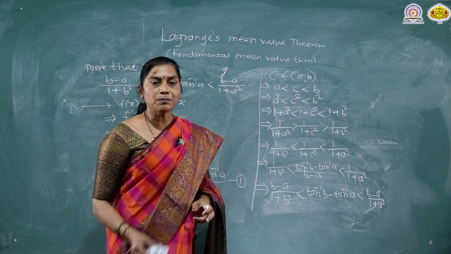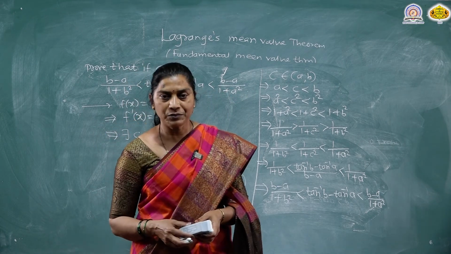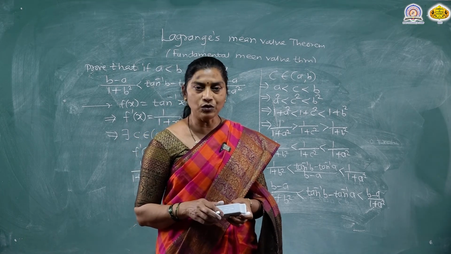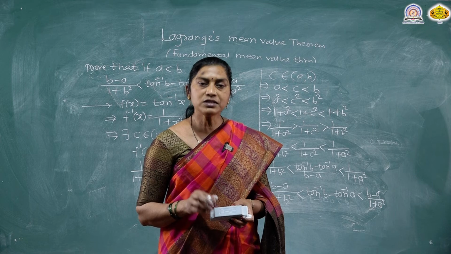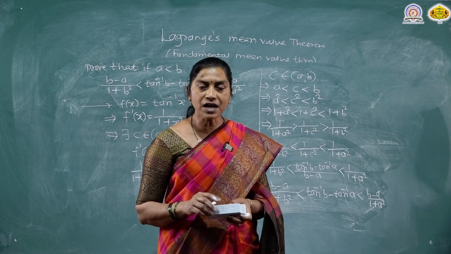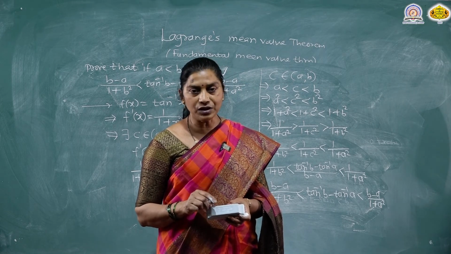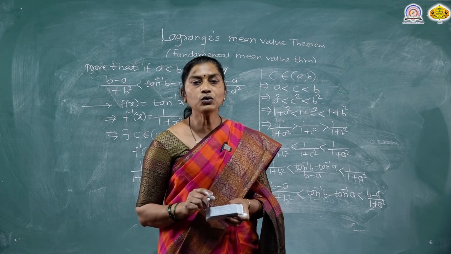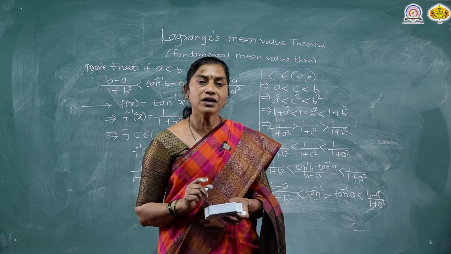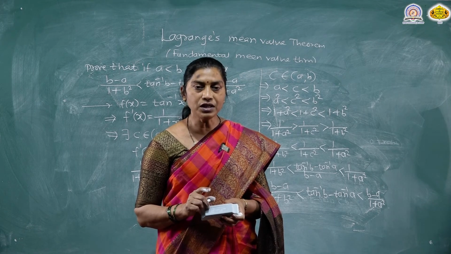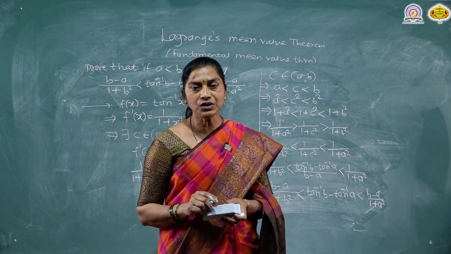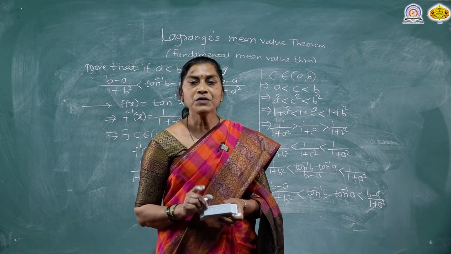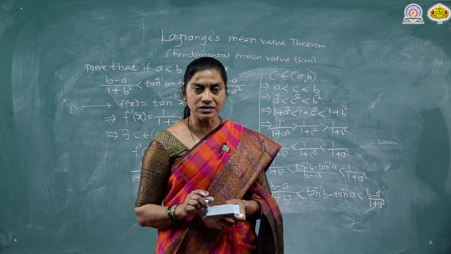So these are some examples on Lagrange's mean value theorem. Today we have seen what is the fundamental or Lagrange's mean value theorem. It may be known simply as the mean value theorem. It states that if the function f is continuous on the closed interval [a, b] and derivable on the open interval (a, b), then there exists at least one point c in the open interval (a, b) such that f dash c is equal to (f(b) minus f(a)) upon (b minus a).